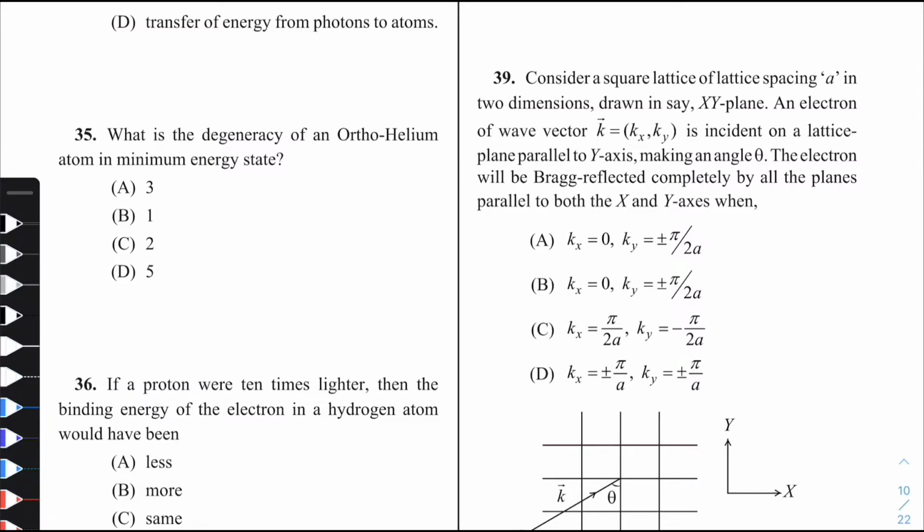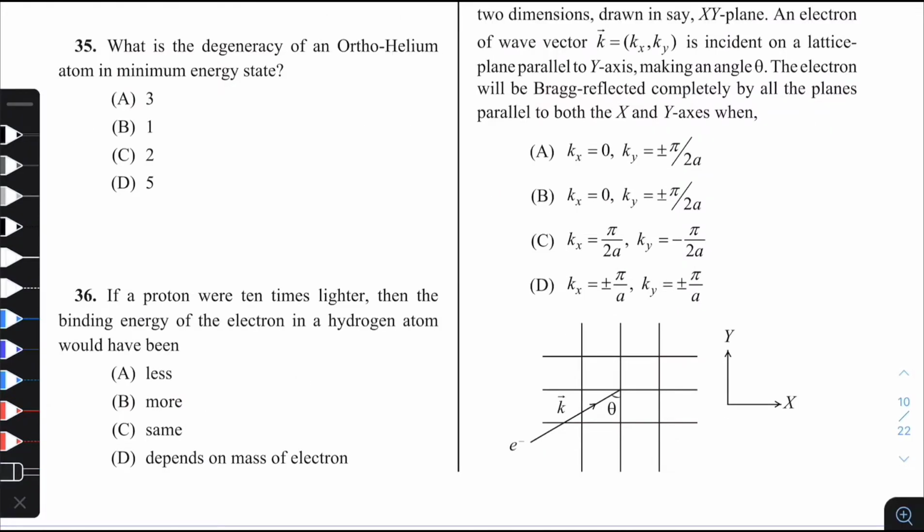So in the ground state of orthohelium atom, the 2 electrons are parallel to each other. That means the total spin of the 2 electrons is 1. So there are 3 states that have the total spin equal to 1. These states form a triplet state. So the degeneracy would be 3. So option A is the correct answer.